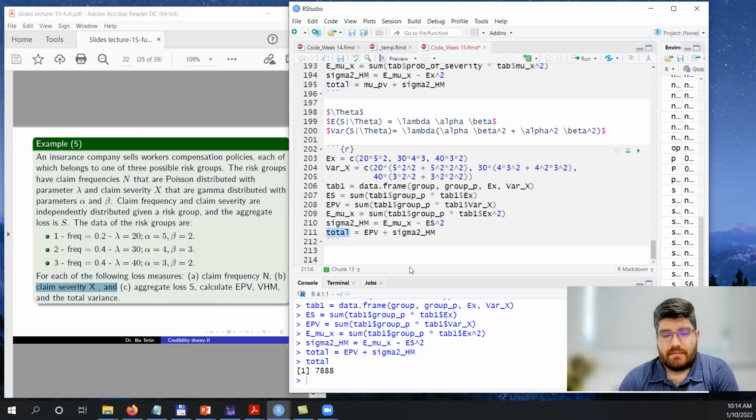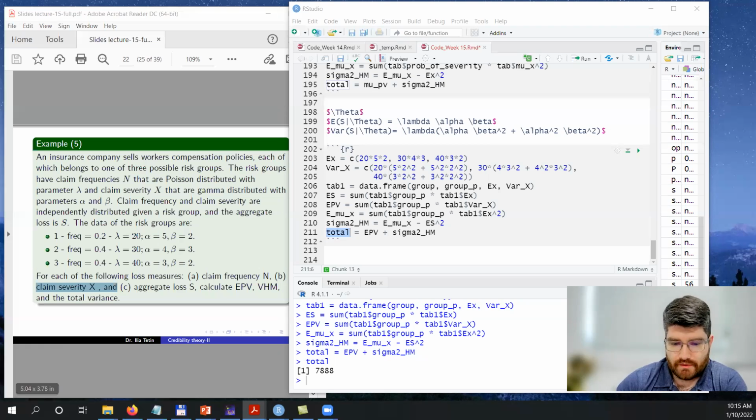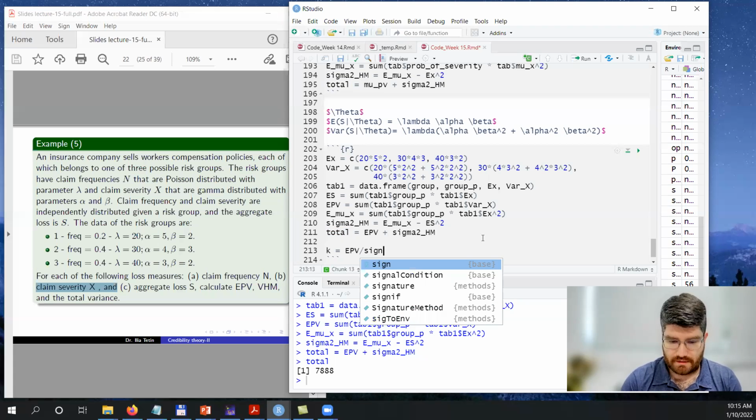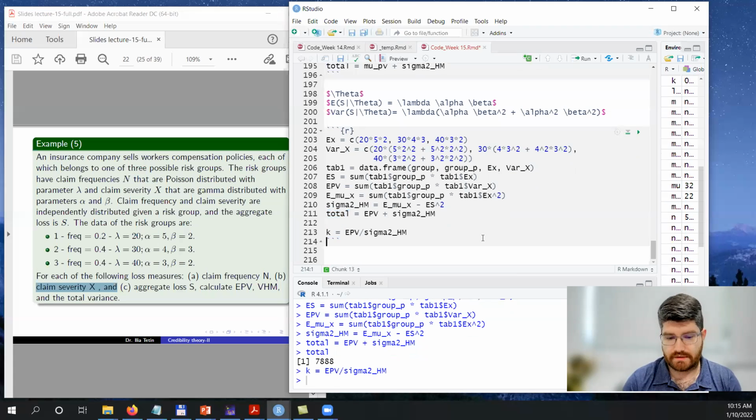So EPV and VHM, once again, measure two different aspects of the total variance. When a risk group is homogeneous, so that the loss claims are similar within the group, the conditional variance is small. So if all risk groups have similar loss claims within the group, the expected value of the process variance EPV is small. And we also can define the value of parameter K. Actually here, the K will be the coefficient of EPV divided by sigma squared HM, or here in our case, just the relation of sigma EPV and sigma squared HM.